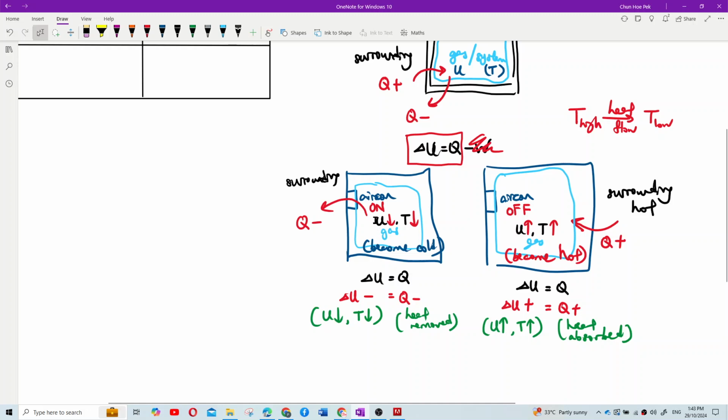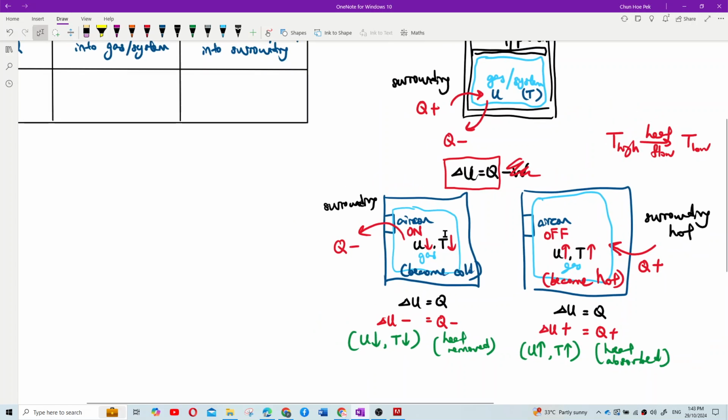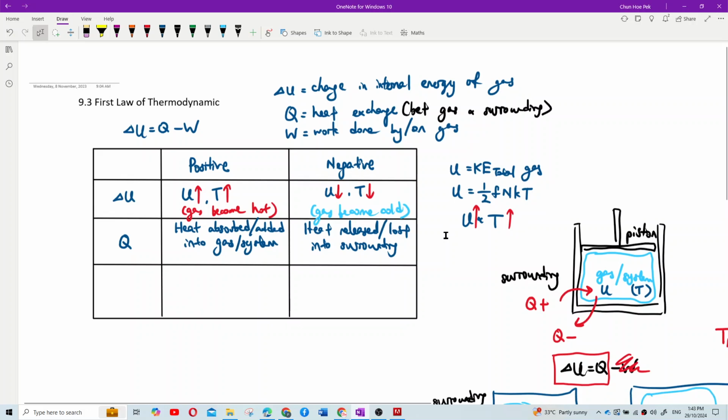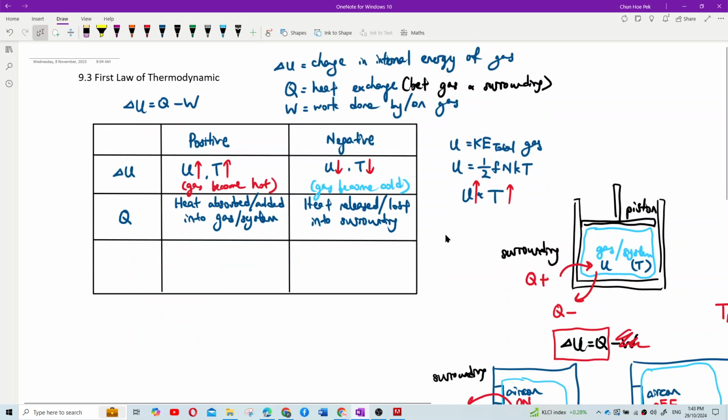Kalau heat keluar, so gas kehilangan internal energy, temperature decrease. Dia macam as simple as that. This is about conservation of energy. You know that? This first law of thermodynamics, atau kita simple panggil dia FLT, is all based on what? Based on conservation of energy. Understand?